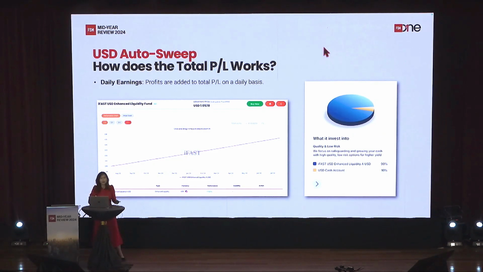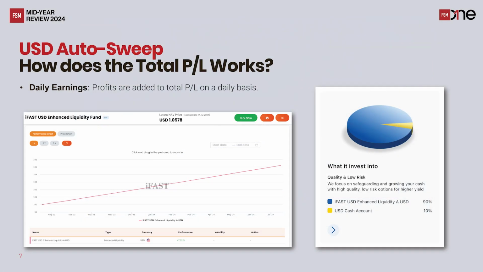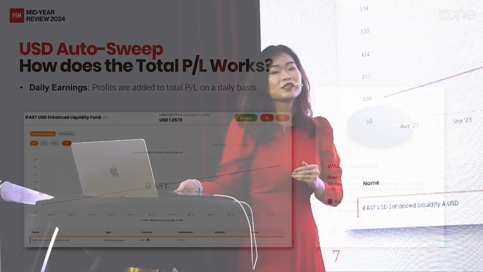As you can see here just now, the Auto-Sweep actually comes with a total P&L, right? So how does this total P&L work? A lot of our clients actually wonder how this total P&L works. As you can see here, the underlying of this USD Auto-Sweep is 90% in the IFAST Enhanced Liquidity Fund. It's basically a money market fund that invests in dollars, consisting of FDs in dollars and also short duration bonds such as T-bills. So it's very stable, and 10% is in our own USD cash account.